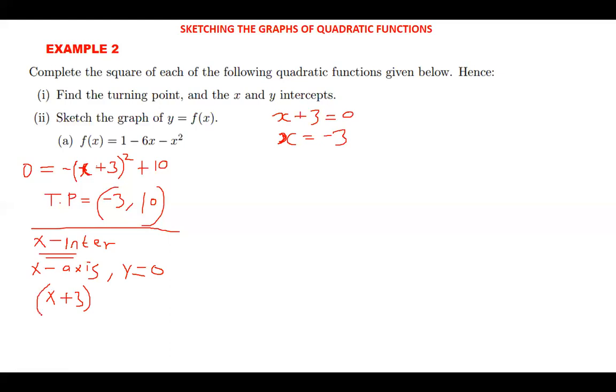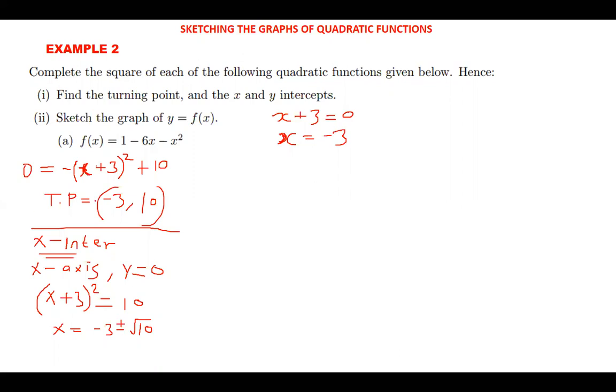And you are going to have something like this. Then when you find the square root of both sides and make x the subject, you have something like this: -3 plus or minus the root of 10. So meaning we have two values here. We have -3 minus root 10 and -3 plus root 10. These are the two values of x that we have.